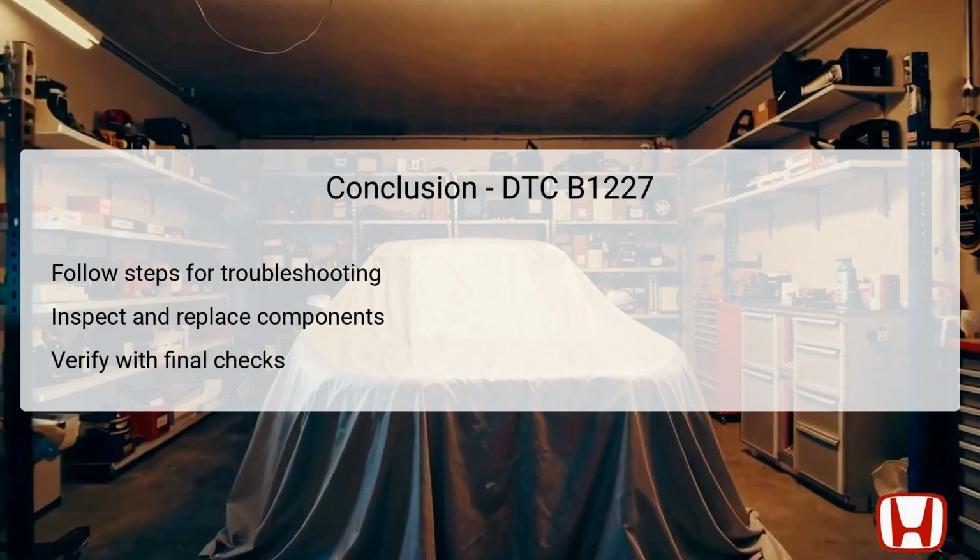In conclusion, addressing DTC B1227 requires a systematic approach to troubleshooting that involves verifying the circuit, checking for open wires, and testing the outside air temperature sensor. Each step is designed to pinpoint the exact cause of the issue, whether it lies with the wiring, the sensor itself, or the climate control unit.